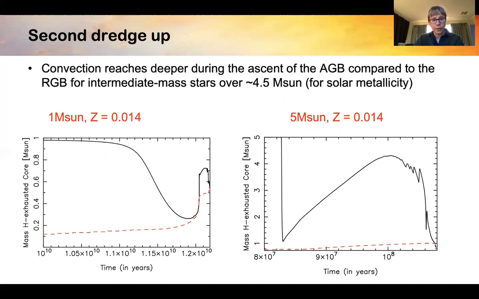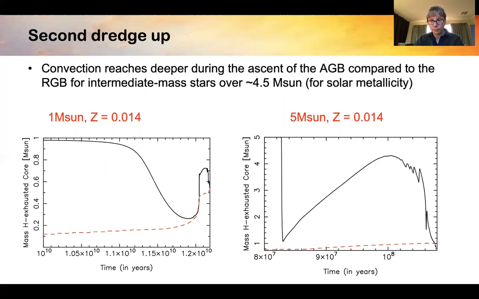You notice how with the 1 solar mass, that black line reached a minimum at about 1.19 times 10 to the 10 years. This is first dredge-up. If you look at the very right-hand edge where that black line is, that's second dredge-up in our 1 solar mass star. Go to the 5 solar mass panel, and you notice that there is a minimum at about maybe 8.3 times 10 to the 7 years.